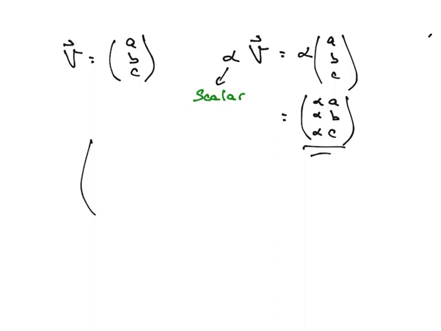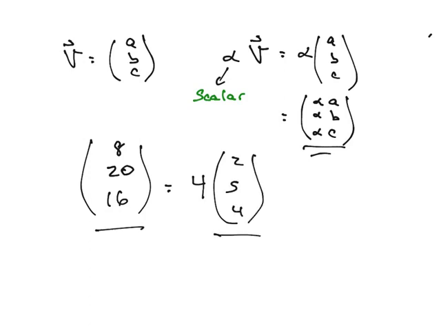So let's say we have something like 8, 20, and 16. Notice every element here is a multiple of 4. Then we could factor out the 4. And so 8 divided by 4 is 2, 20 divided by 4 is 5, and 16 divided by 4 is 4. So this and this are the same vector, right? Well, this with the 4 multiplying it. It's just that instead of having such big numbers on the left, I could factor out what's common, and then that simplifies the numbers, right?